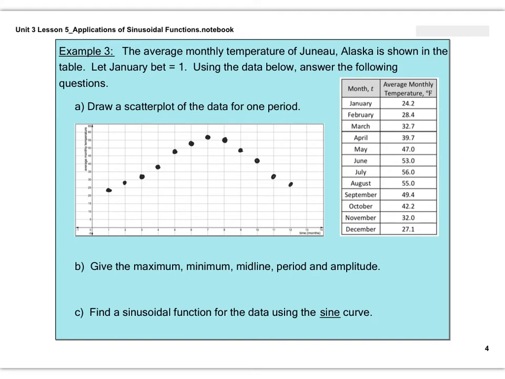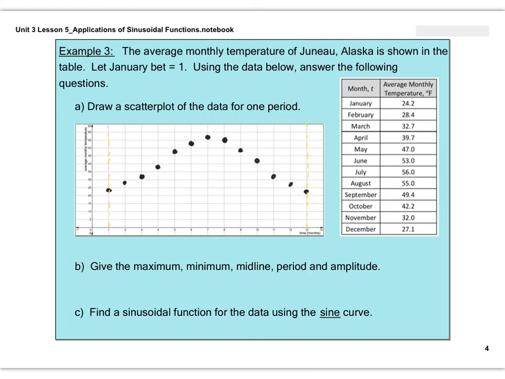I want you to remember that this is January at number 1. And then if I plot another point out here at January again at 24.2, it would be approximately right here on the 13th month. So this represents one period or one cycle.